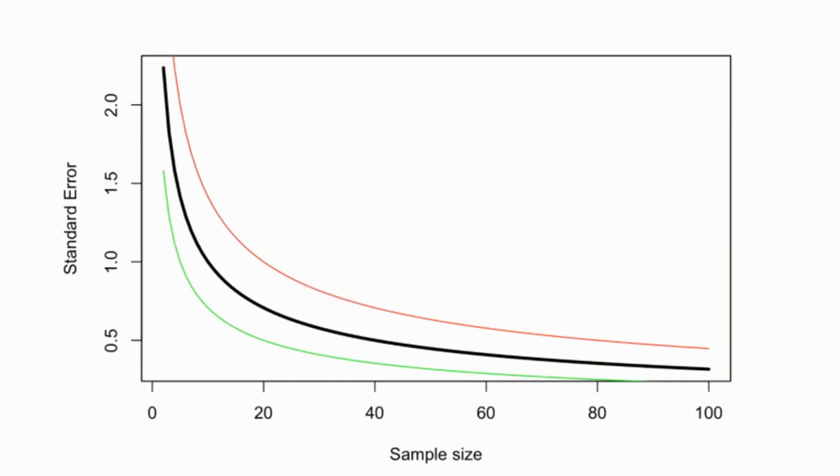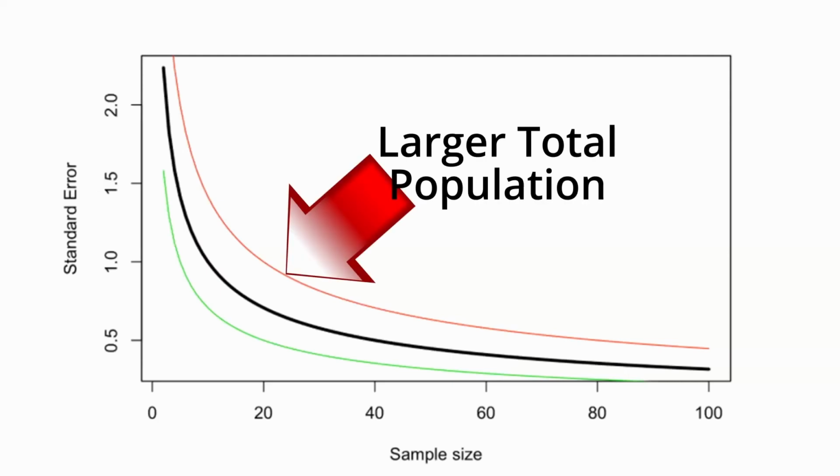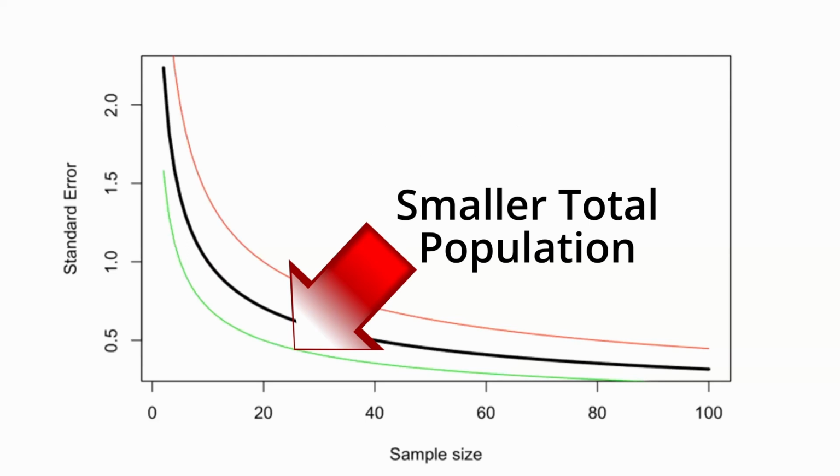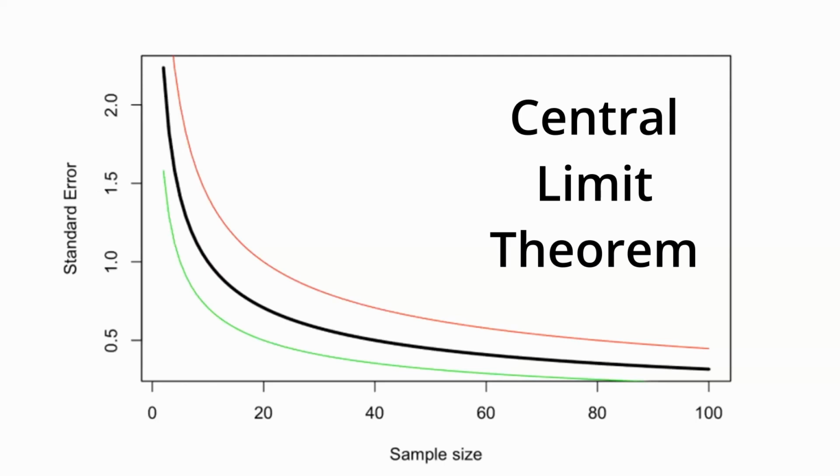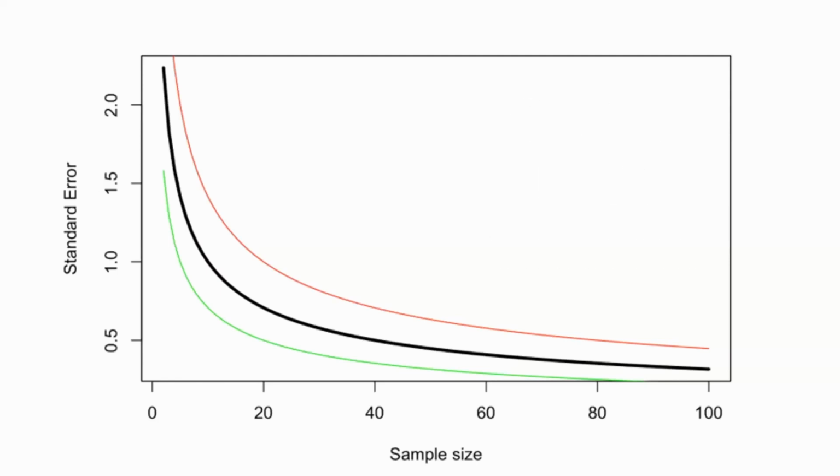Now, I wanted to note too that as you can see, there are 3 curves on this chart, and that's because each curve represents a different population size. A larger population is represented by the red line, and a smaller total population is represented by the green line. And hopefully that makes sense to you. You're going to have less standard error if you sample 30 pieces out of a total of 100-piece population than you are if you sample 30 pieces out of a total population of 1 billion. Your sample size as a percentage of the total population is also going to drive accuracy of your data.